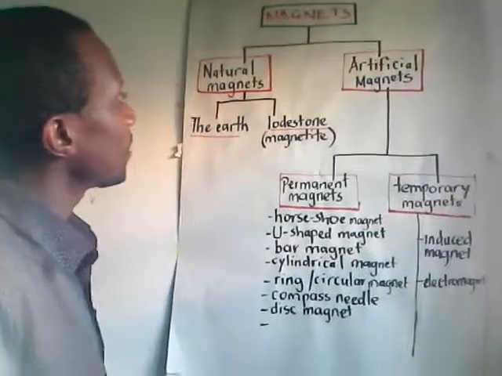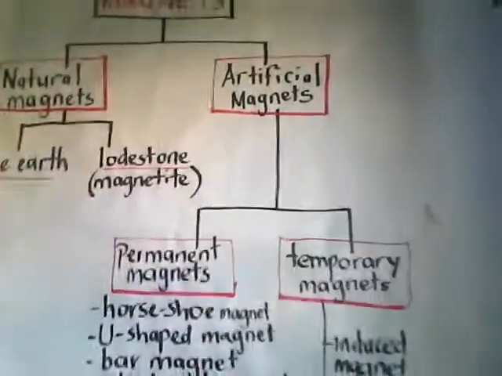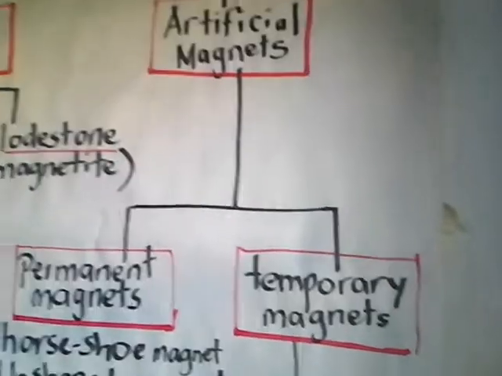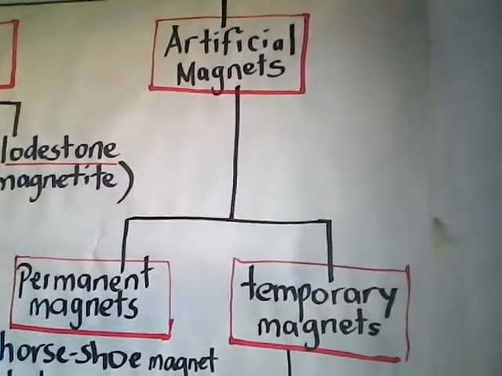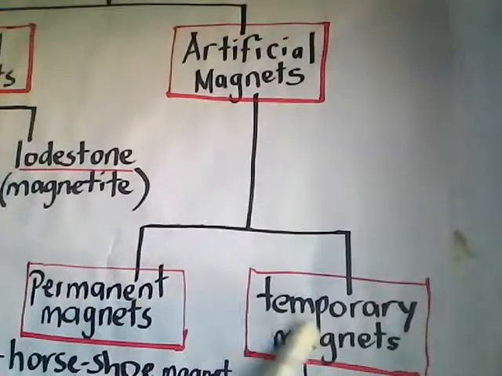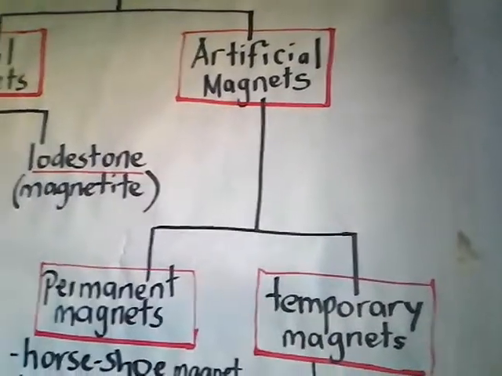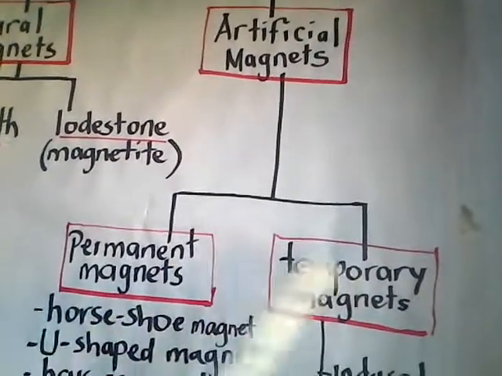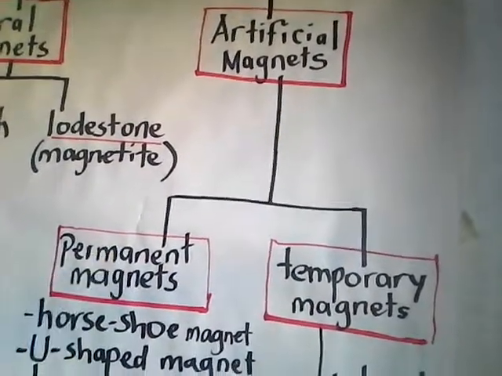Let's cross over to the artificial magnets. Artificial magnets are magnets that are made by man. And the two major groups we have are permanent magnets and temporary magnets. These two words are opposite to each other. One is the opposite of the other one.